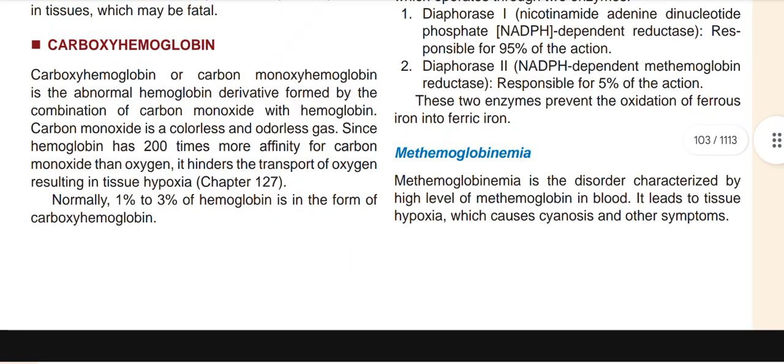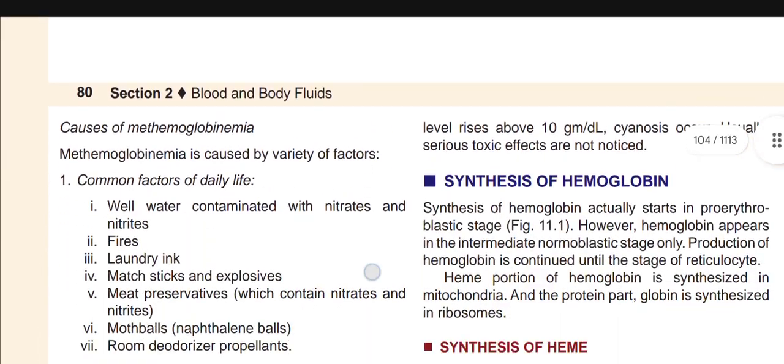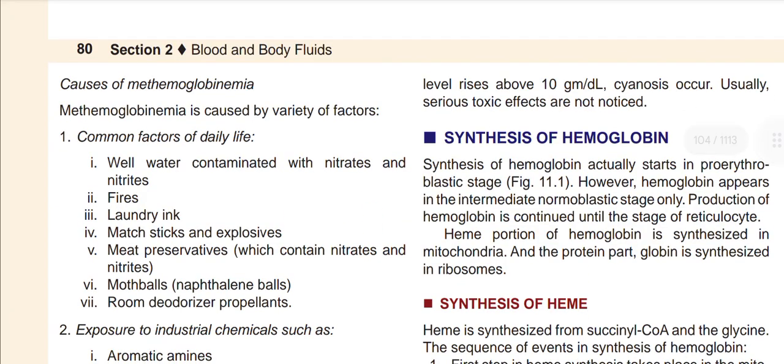Then methemoglobinemia. Methemoglobinemia is a disorder characterized by a high level of methemoglobin in blood, and it leads to tissue hypoxia, which causes cyanosis and other symptoms. Now, causes of methemoglobinemia.